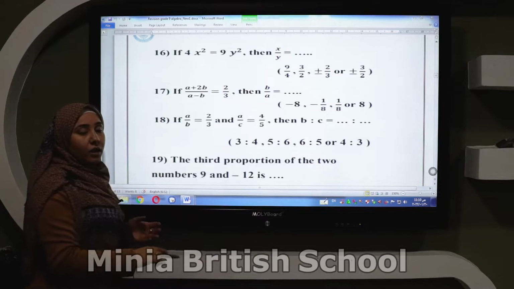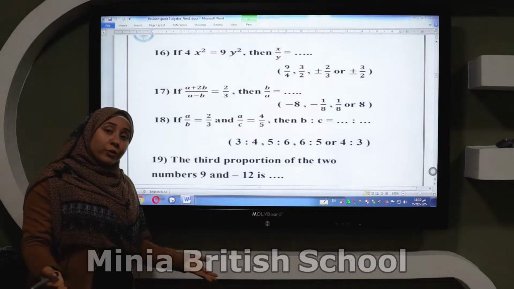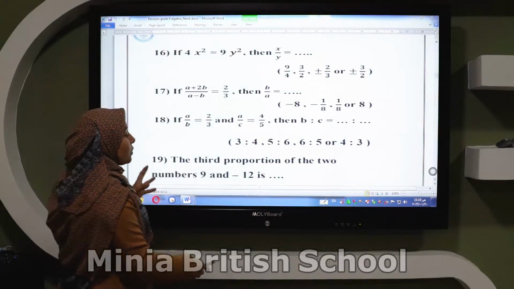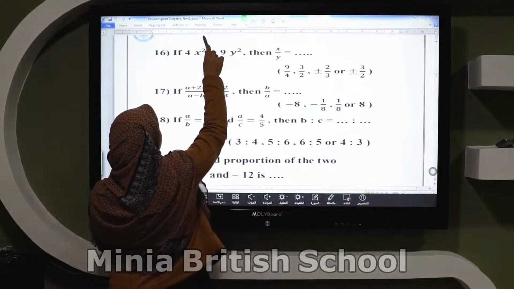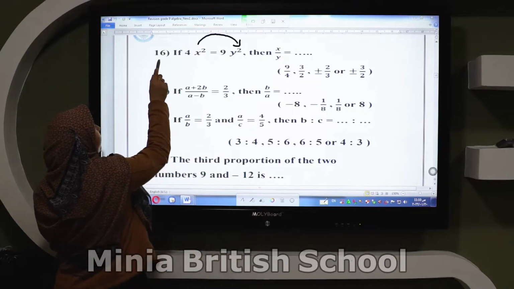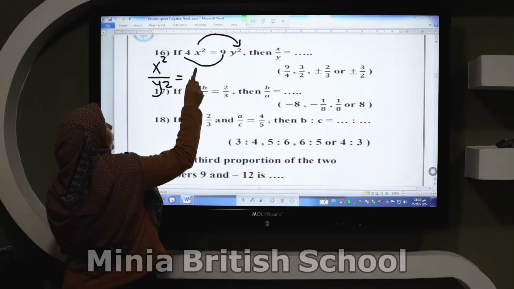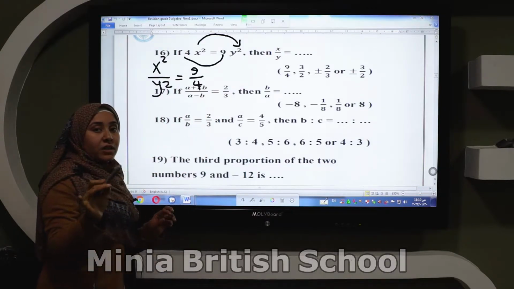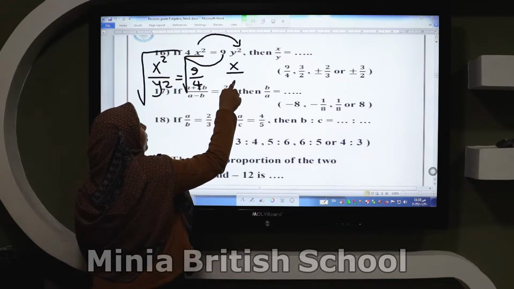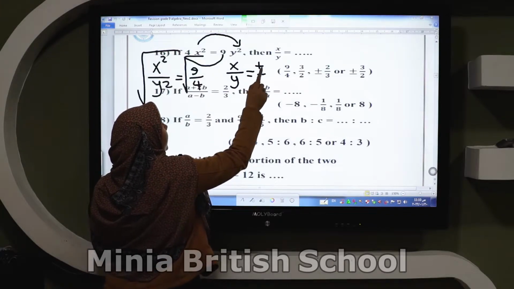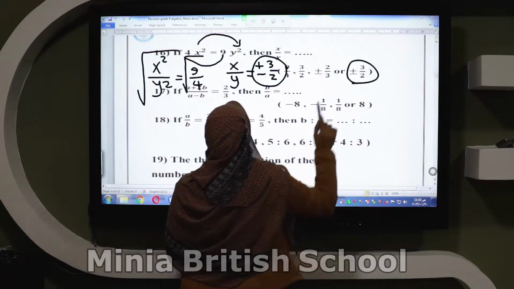Number 16, if 4x power 2 equals 9y power 2, then x over y equals what? The same idea. I will use the properties of the proportion. So I need to find x to y. So x power 2 over y power 2 equals 9 over 4. By taking the square root for both sides, we get x over y equals positive or negative 3 over 2. Take care from positive or negative, grade 9.